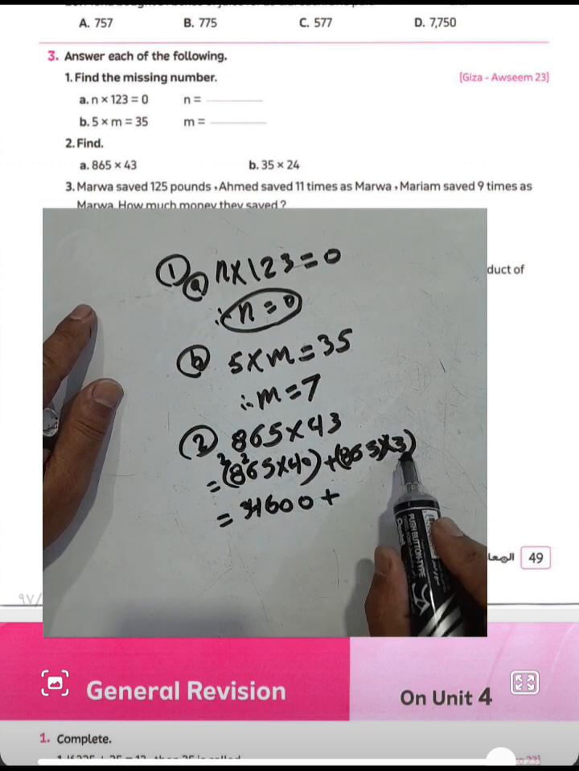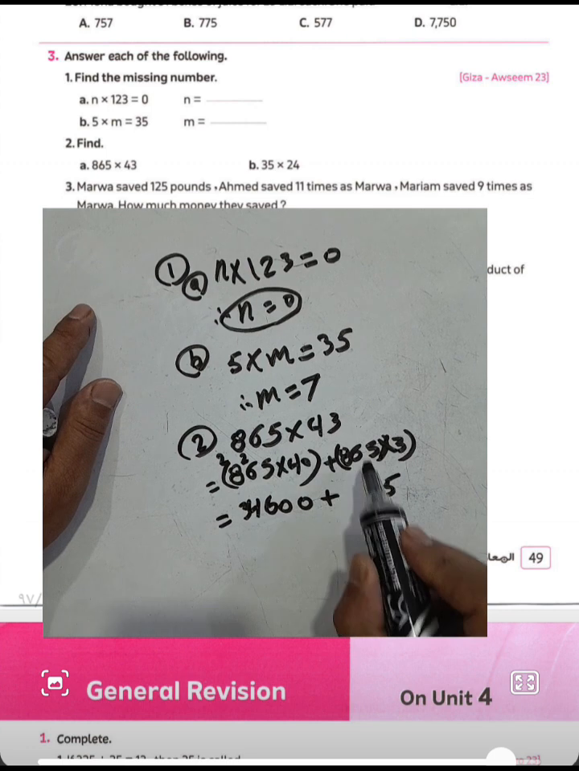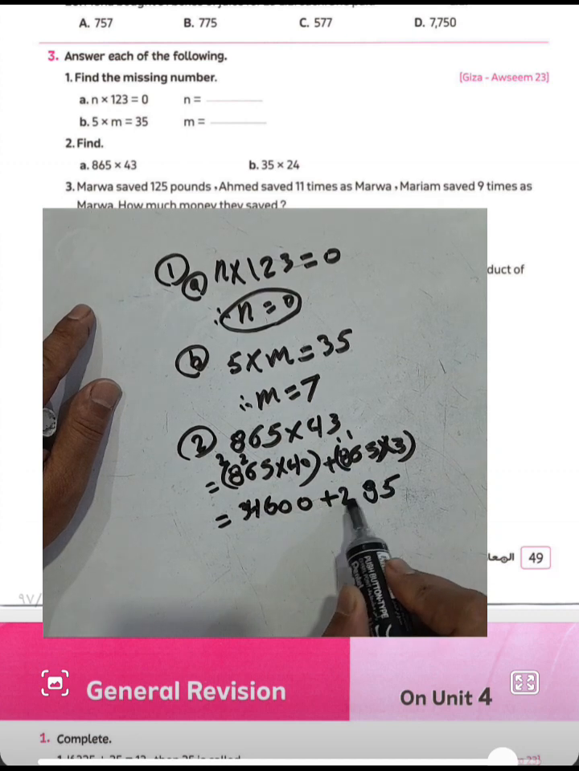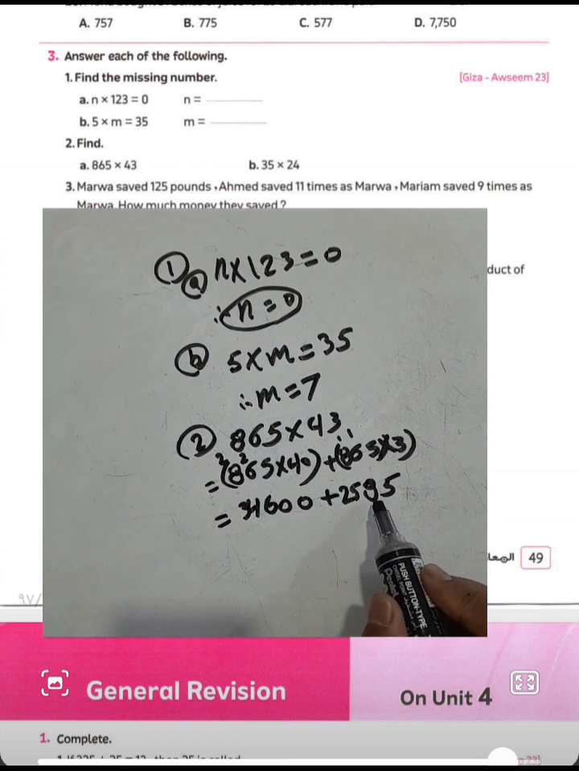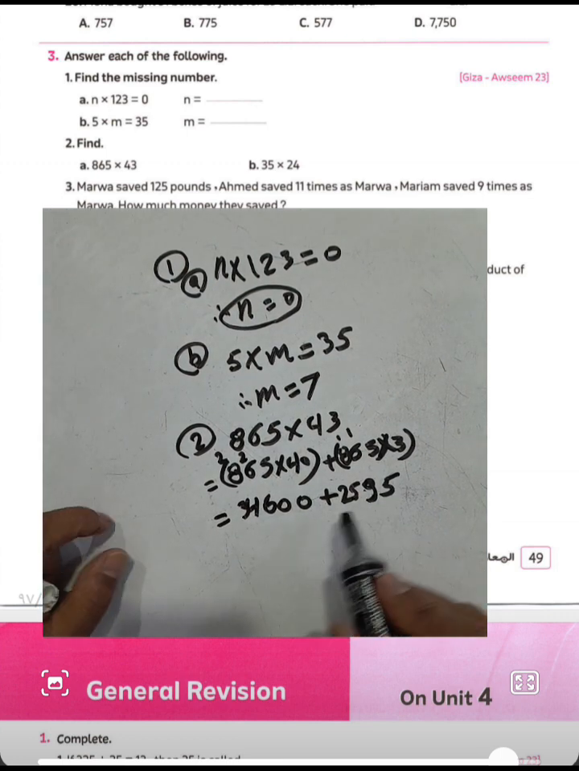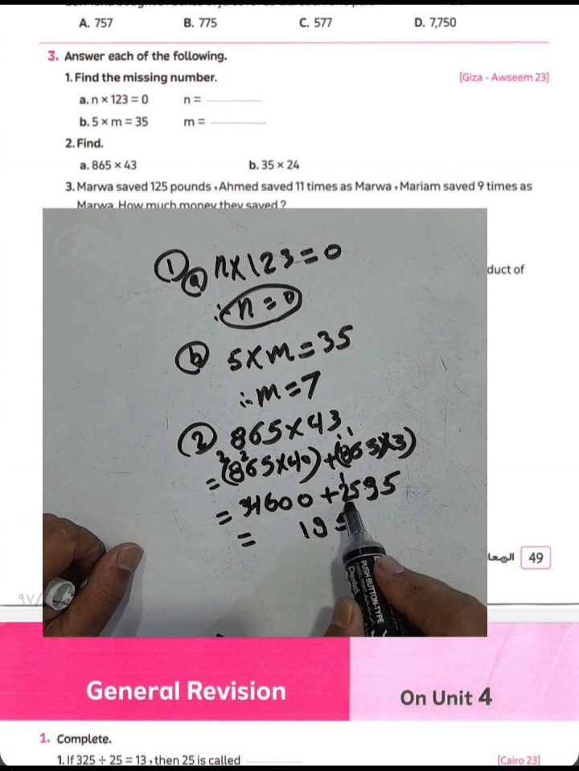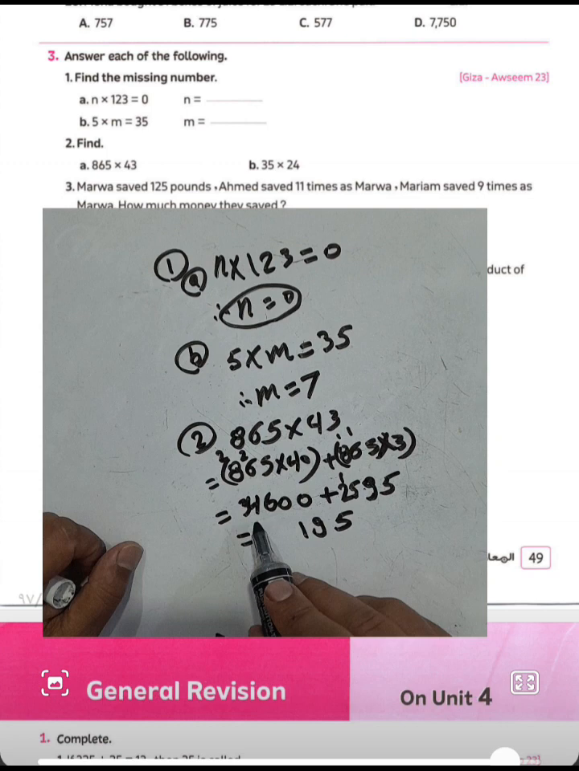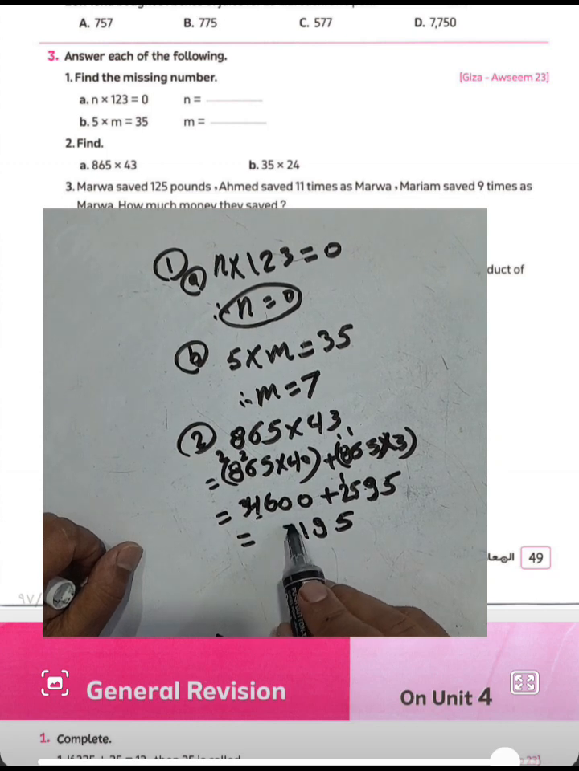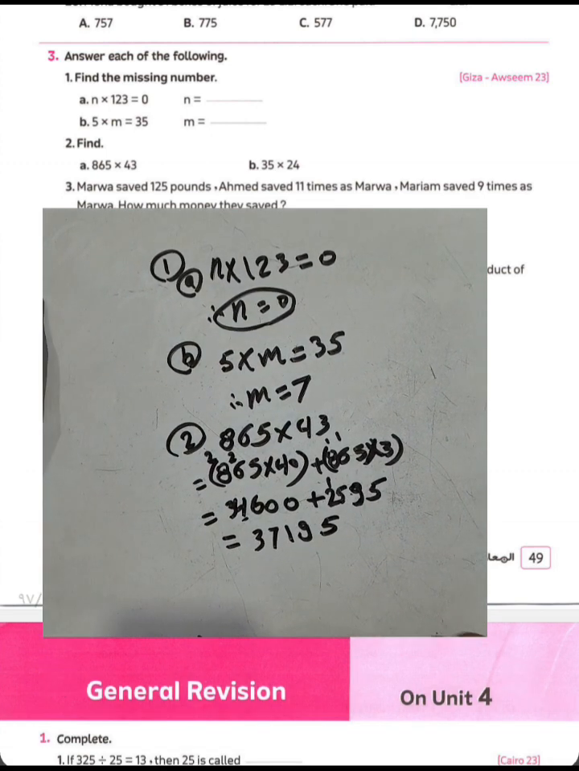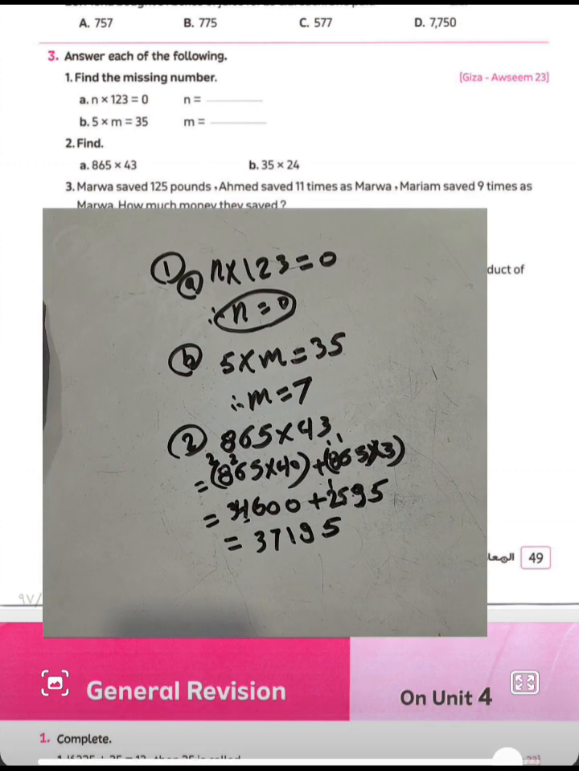And then 3 times 5 equals 15. Write 5 and carry up 1. 3 times 6 equals 18 plus 1 equals 19. Write 9 and carry up 1. 3 times 8 equals 24. 24 plus 1 equals 25. Write 5. 5 plus 0 equals 5. And 9 plus 0 equals 9. 5 plus 6 equals 11. Write 1 and carry up 1. 3 plus 4 equals 7. And then write 3 outside. The result will be 37,195.